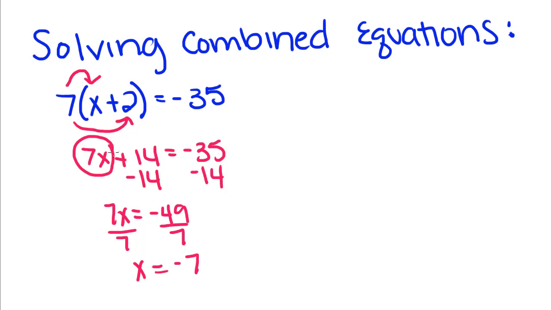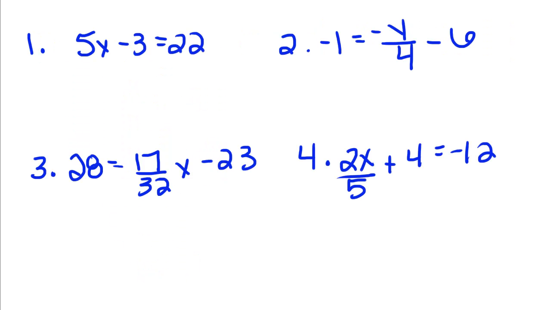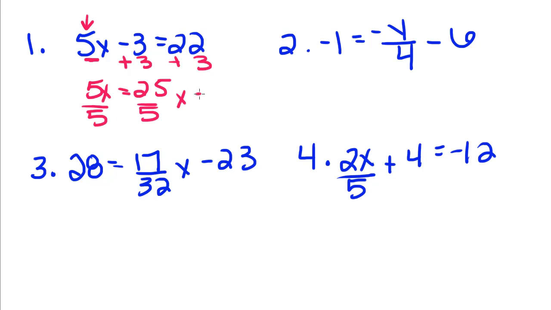So the whole point is to get x by itself. So we work with the things that are farthest away from x first, if that makes sense. Okay, so for this one, same thing. We're going to leave this 5 till last since it's closest to the x. So we're going to add 3 to both sides. We get 5x is equal to 25. Now we can divide by 5 and we get x is equal to 5.